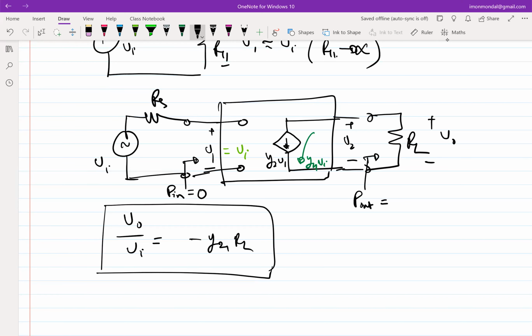P out is now V0 squared over RL average, which is essentially Y21 squared Vi squared average by RL, right? So is this 0 or non-zero? And quite high, because ultimately, if I am able to make this amplified, this should be quite high. So what is the power gain? Infinite, right? So your power gain looks to be infinite in this case. So AP is equal to infinite. So does that make sense? Or am I playing tricks?